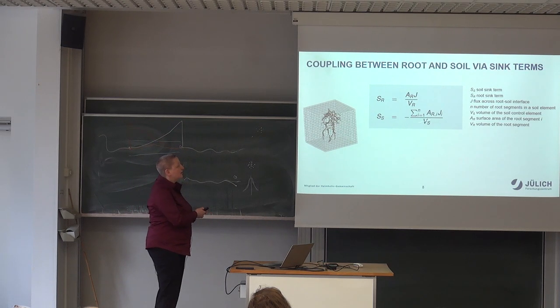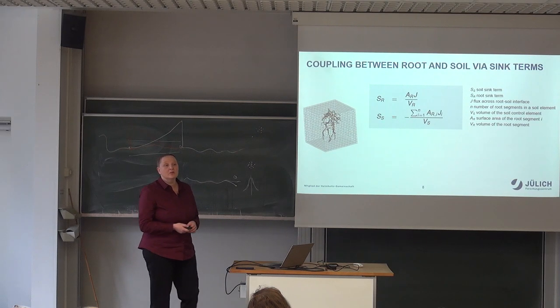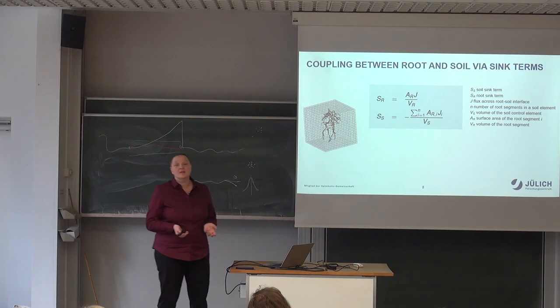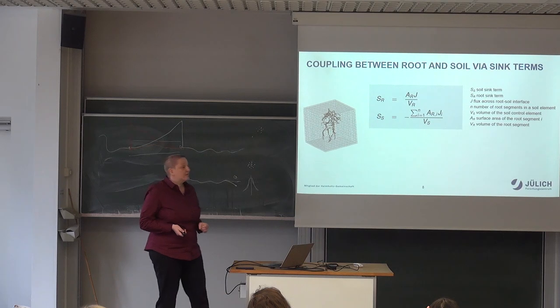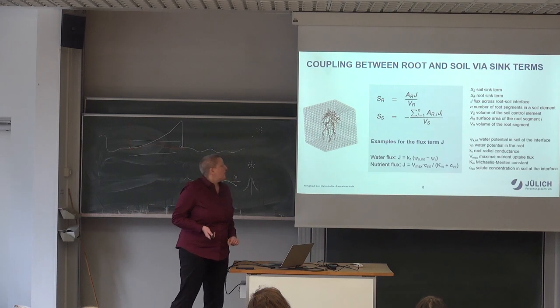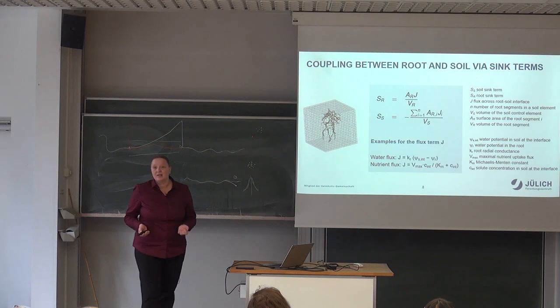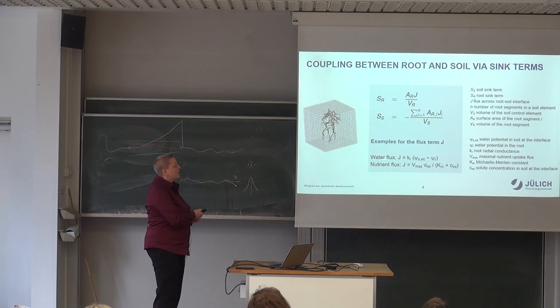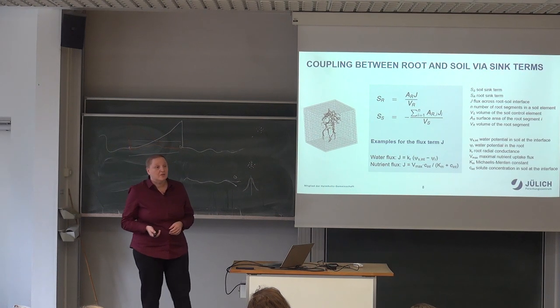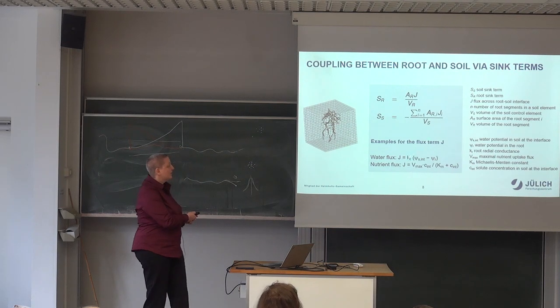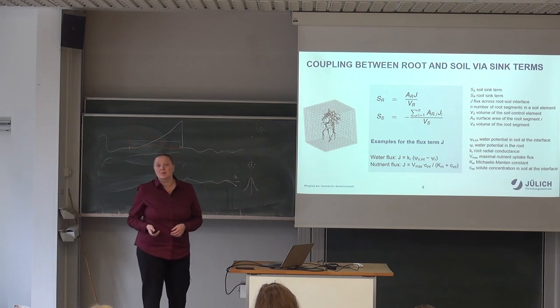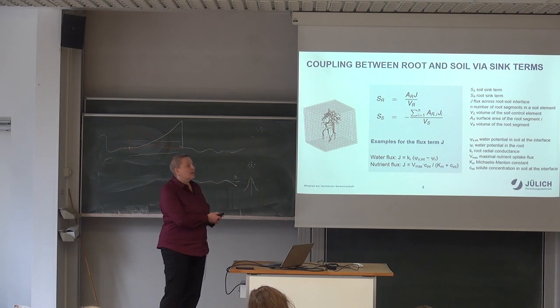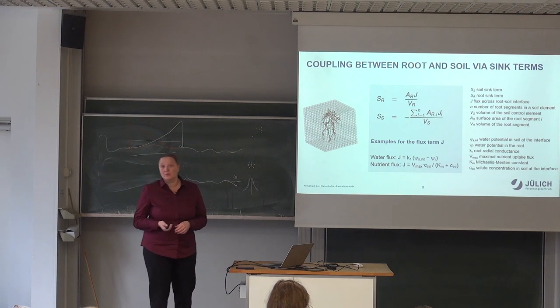And for the soil, we also have to consider a situation in which more than one root segment could be inside one soil control element. Then we have to sum over all the root segments that affect this one soil control element. And these are just examples for what could be this flux term J. So here we have, for example, the water flux, which is dependent on the pressure gradient between the inside of the root and the soil water potential at the soil-root interface. The nutrient flux, this is one example, could be described by so-called Michaelis-Menten kinetics, that is dependent on the concentration of a nutrient at the root-soil interface.